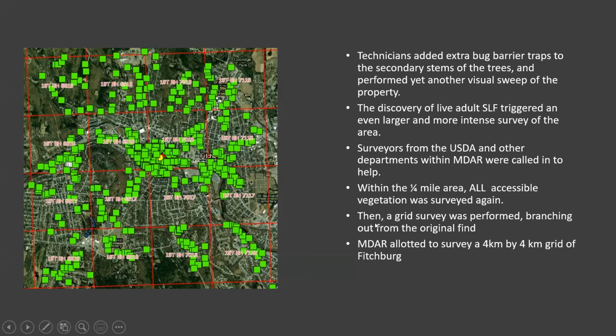And then we decided to do a grid survey, which is 20 points per grid around the original find, and you target higher value areas where there's better host material, etc. And so we allotted to do a 4 kilometer by 4 kilometer grid around Fitchburg, because we are really worried that this was going to be our intro into Massachusetts, and that it was going to be a much larger infestation than we've seen so far.